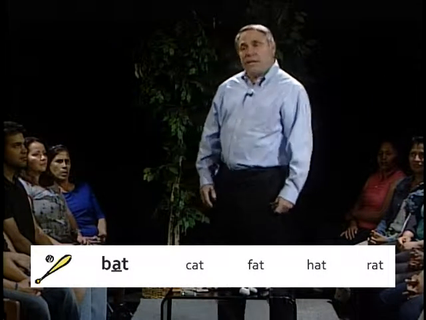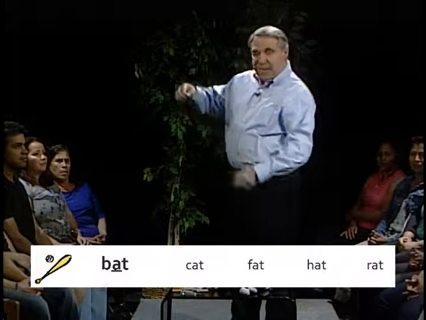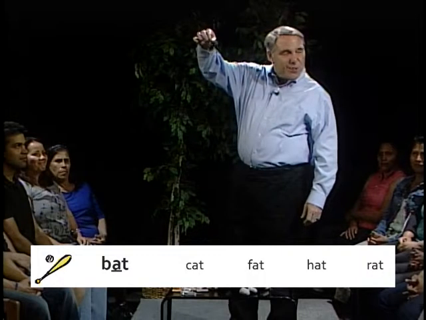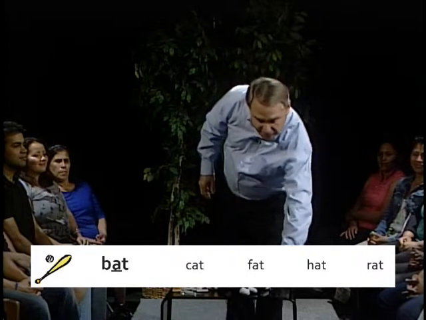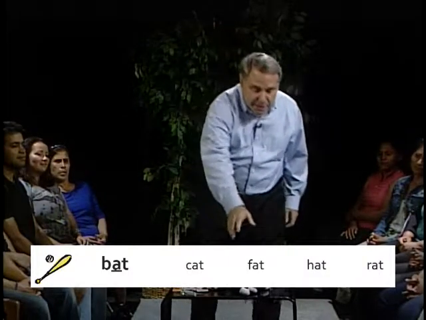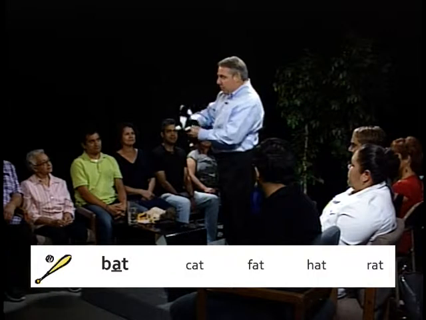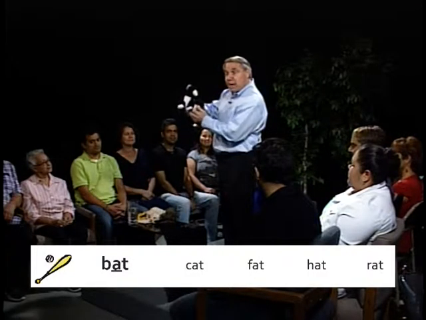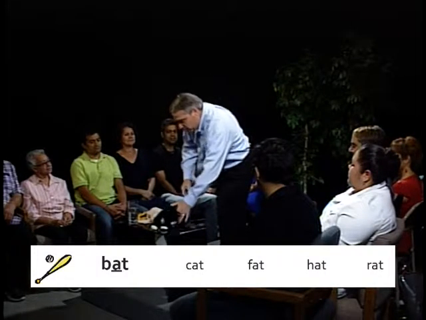A as in bat, playing baseball, or the little animal that flies in the night that we try to avoid called a bat. Okay, so it's bat. Then there's cat. And then if the cat eats too much, the cat becomes fat. Okay, so fat is another word that rhymes with it.